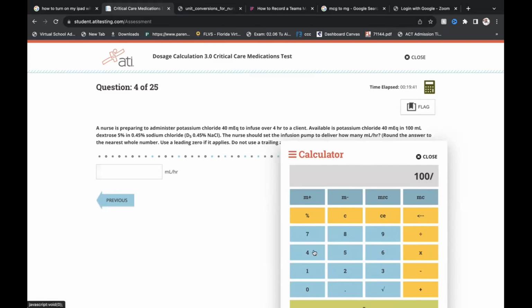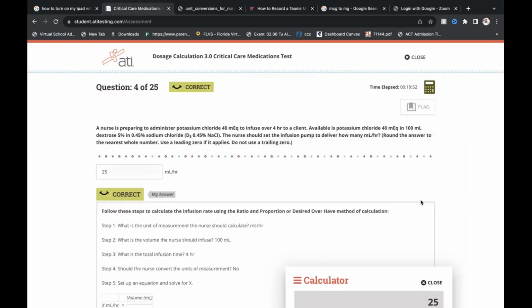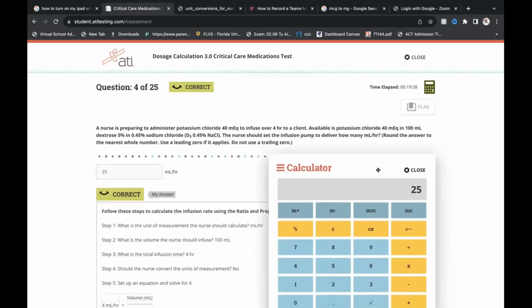Now they're going to infuse it over 4 hours. So divided by 4, and it gives you 25 milliliters per hour. Let's see if that's correct. That's correct. Now, I feel like I went over that really quickly, so I'm gonna elaborate a little bit more. This was the first time I was doing this question, so I wanted to be sure I was correct too.